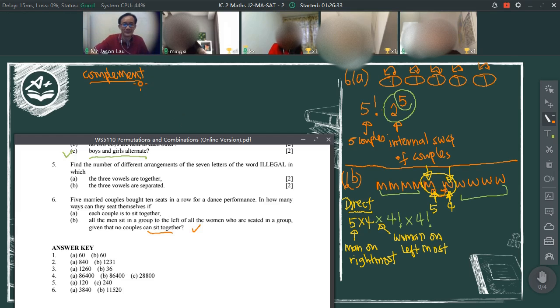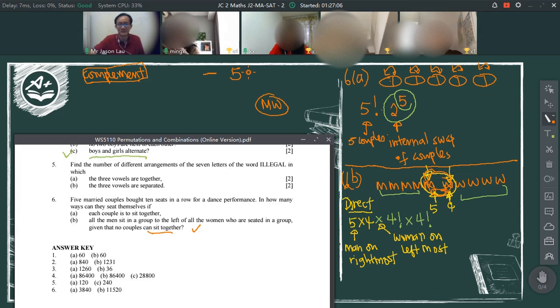Is it that you don't consider whether it's husband and wife together? Correct. So there'll be a minus, right? So the husband and wife together, this will be 5, because in the middle pair, there are altogether 5 possible couples that can be put in the middle. Then after that, what?